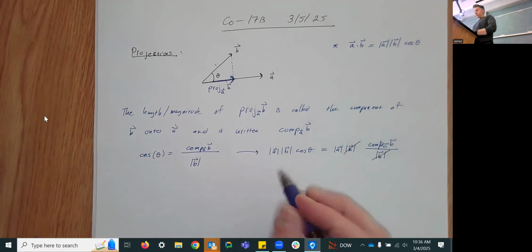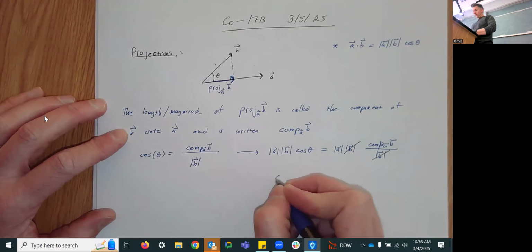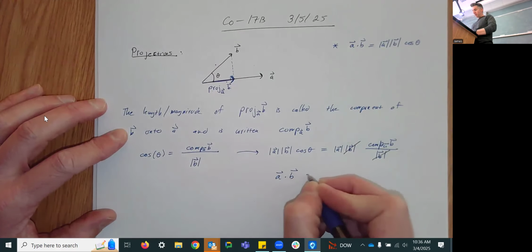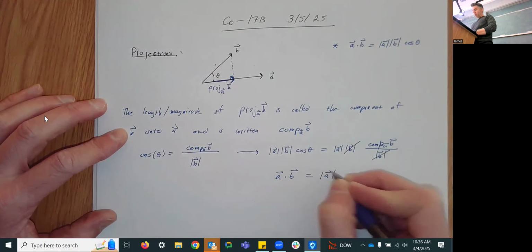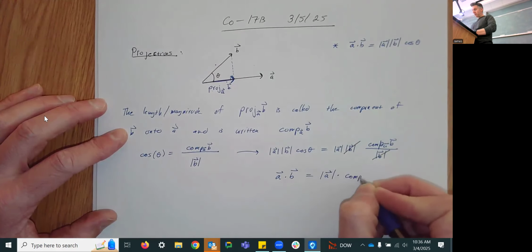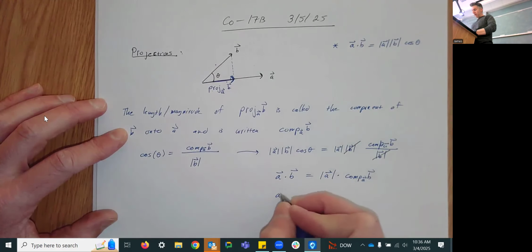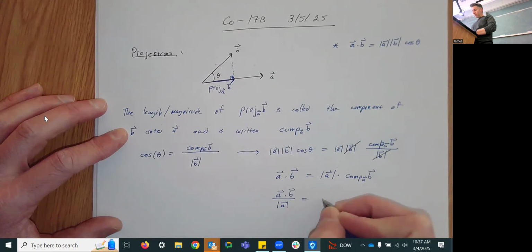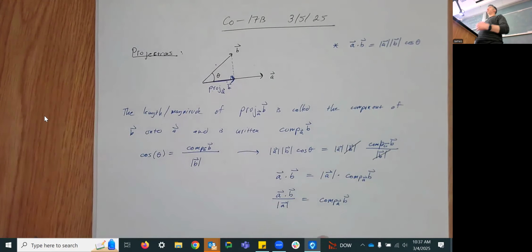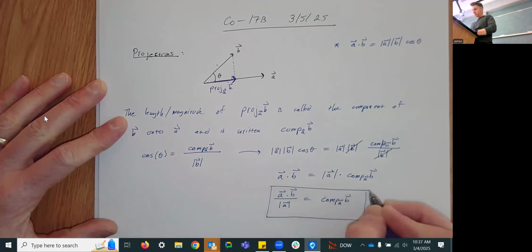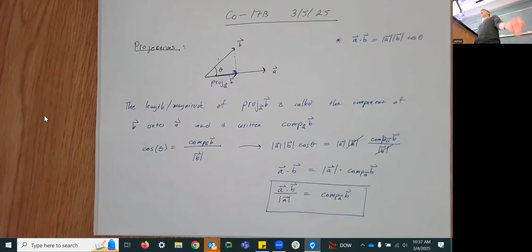We're going to rewrite this as, well, the left-hand side is A dot B. So A dotted with B is equal to the magnitude of A multiplied by the component of B onto A. And finally, solving for this, we get A dotted with B divided by the magnitude of A is equal to the component of B onto A. Or another way of saying that is how long the projection is, or the magnitude of the projection. The rest of it's easy.